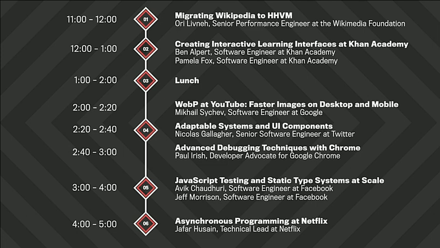A little bit about how YouTube is using WebP. And then we have Nicholas from Twitter, Paul Irish from Chrome, the Chrome developer team. And then we're going to have a Facebook talk from Vic and Jeff talking about JavaScript testing and type systems at scale. And then Jafar from Netflix is going to close it out at the end. I'm really excited about these talks. I think the best part again is we have developers telling stories about real world problems that are solved by a ton of different companies.